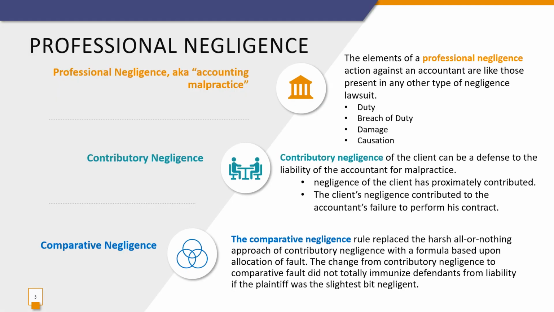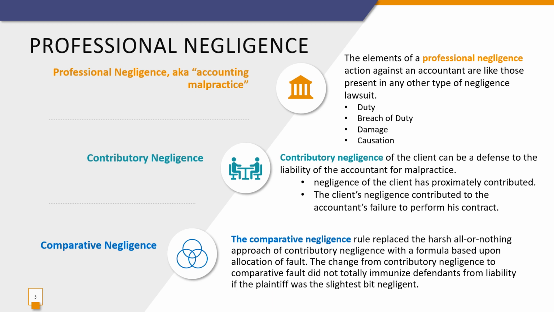Let's now talk about professional negligence. Professional negligence is the liability theory most often referred to as an accounting malpractice claim. The elements of a professional negligence action against an accountant are similar to those present in any type of negligence lawsuit. Duty: the accountant must have owed the plaintiff a duty to use reasonable care in delivering accounting services. Breach of duty: the plaintiff must show that the accountant failed to use that degree of skill and learning normally possessed and used by public accountants in a similar situation.